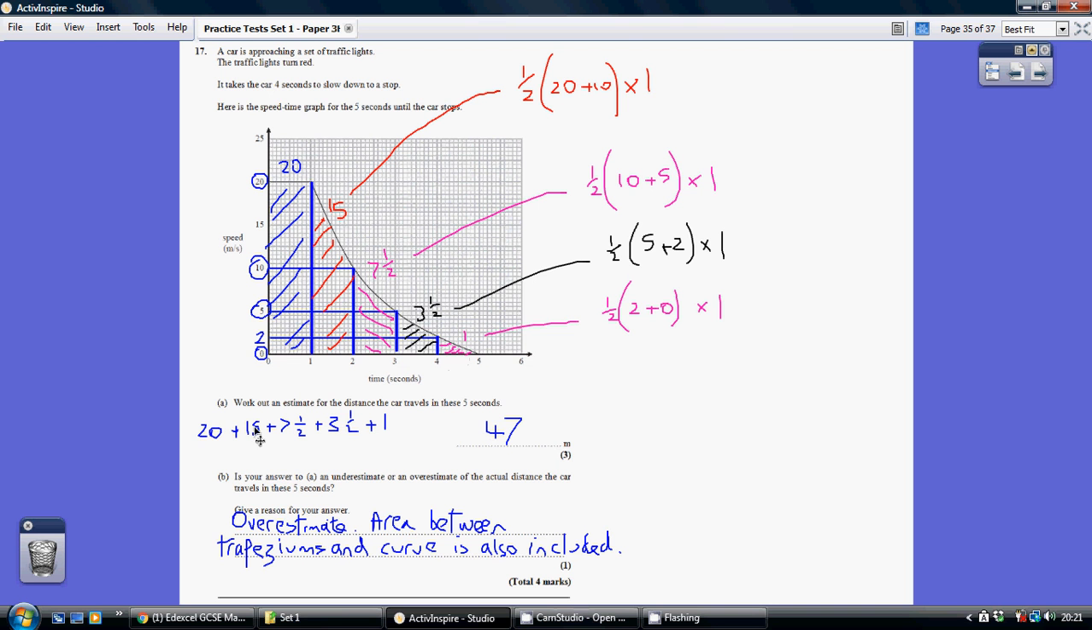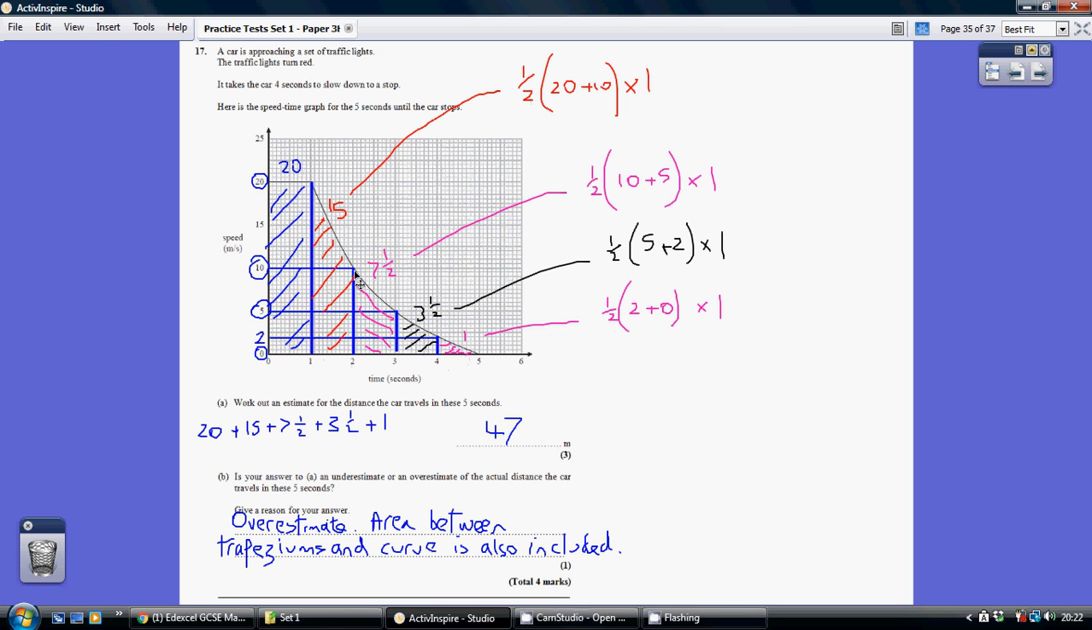That just leaves these three trapezia in the middle. How do you work out the area of a trapezium? You average the parallel sides and multiply by the trapezium's height, which is basically just the base here. For each of these three trapezia, the height is 1, and we multiply that by the average of the parallel sides. For this first trapezium, the parallel sides are 20 and 10. So we average those and times that by the height of 1.